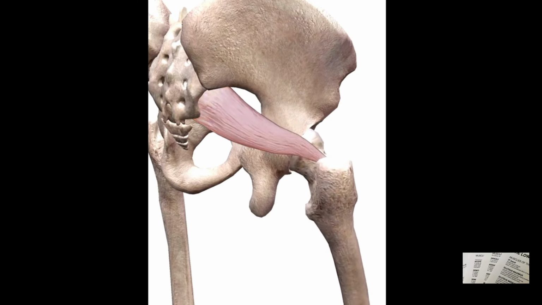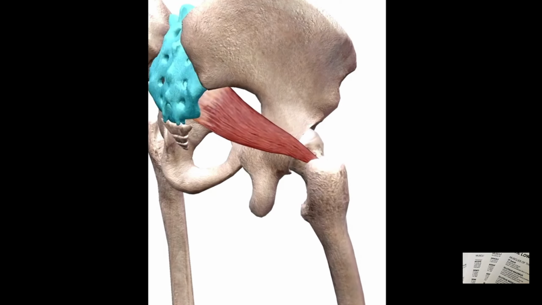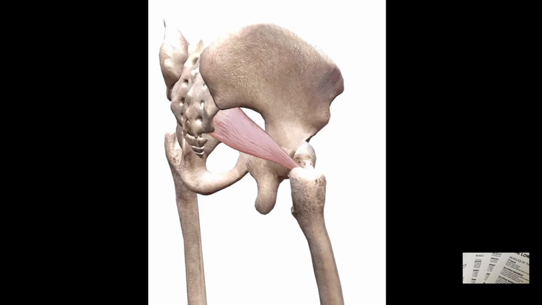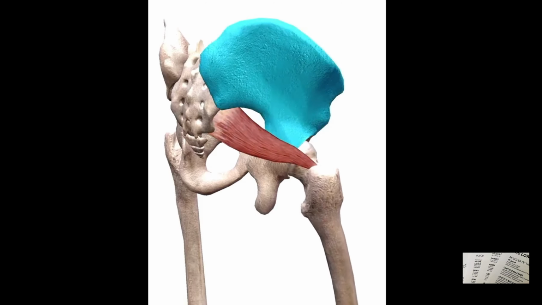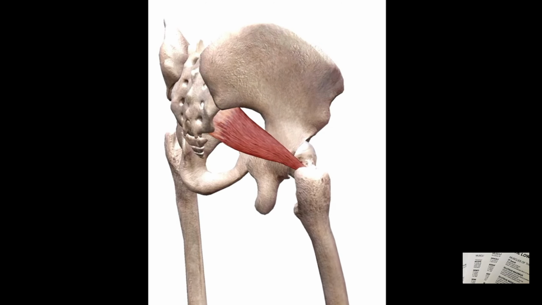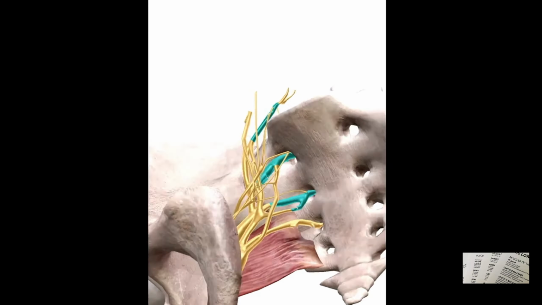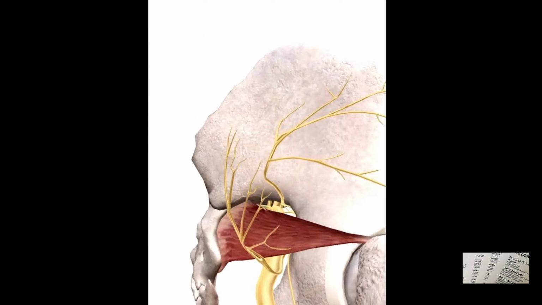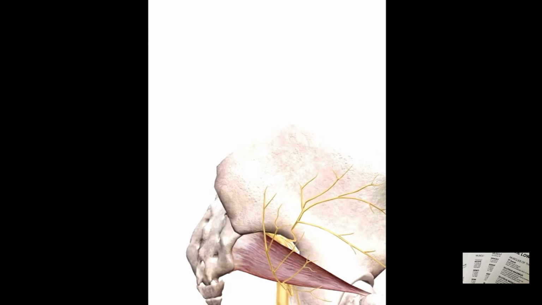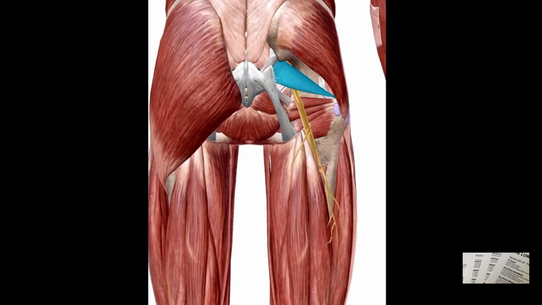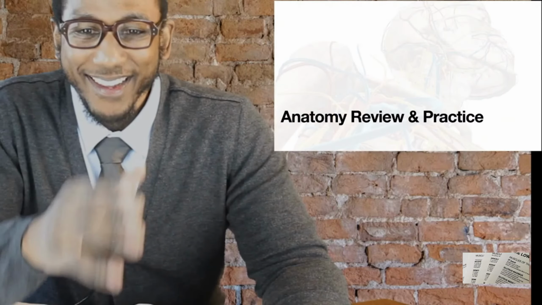So again, origin, anterior surface of the sacrum, we see it there. Insertion, remember it's going to pass through the sciatic notch of the os coxa, you can see it there, and it's going to insert on the greater trochanter of the femur. That's our innervation for the piriformis muscle. So we have gone through the major muscles in the hip region.